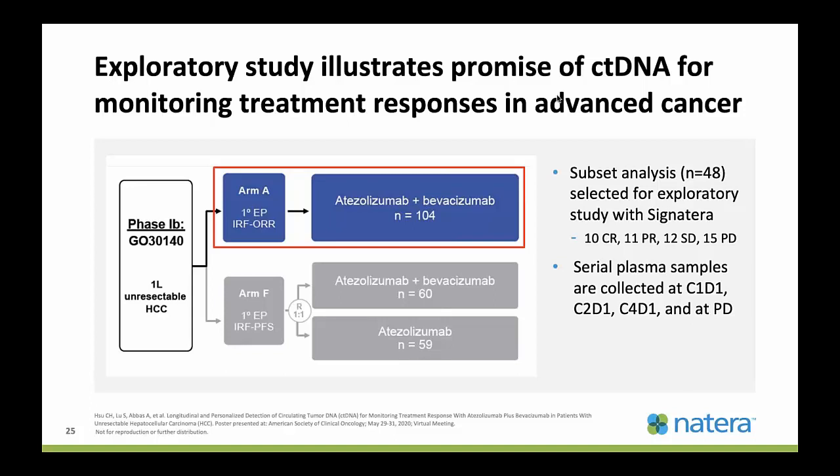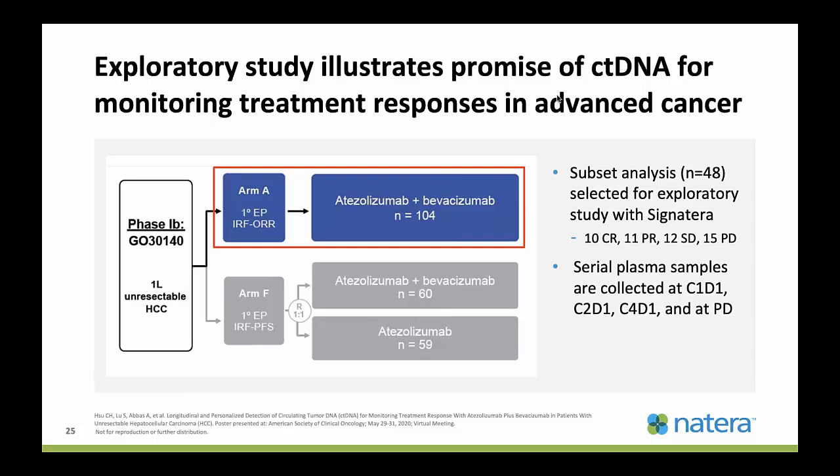So this study led to a larger study called the IMbrave 150, which was the first randomized phase 3 study in more than a decade to demonstrate a statistically significant and clinically meaningful improvement in overall survival with atezolizumab plus bevacizumab versus sorafenib in this patient population. This combination is now a preferred first-line treatment for patients with unresectable hepatocellular carcinoma who had not received prior systemic therapy. This phase 1b study was what was used for our analysis.